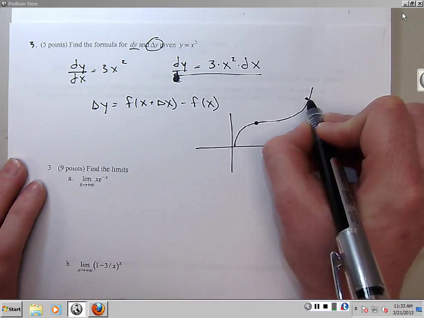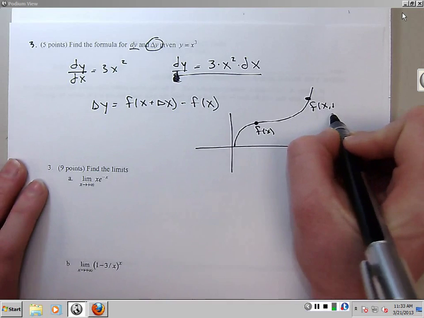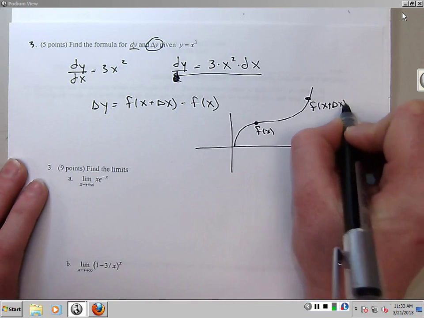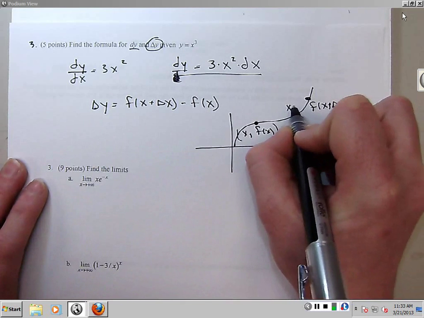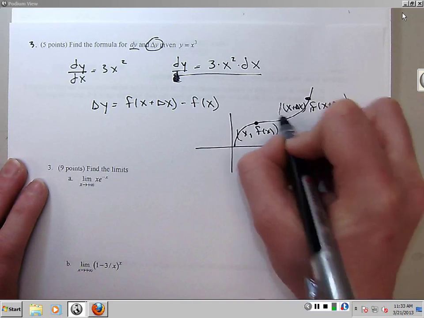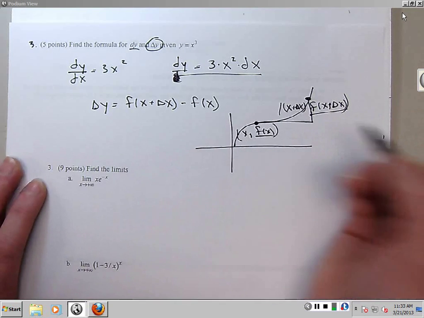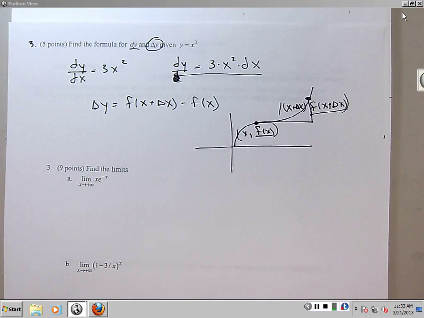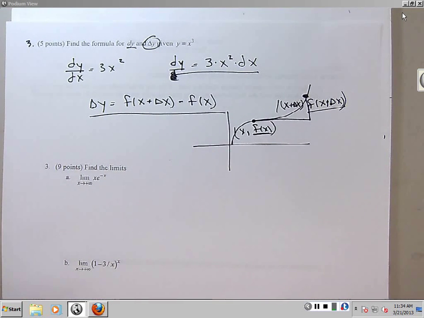So here, if I call this f of x, and this is f of x plus delta x, this would be x, comma, f of x. This would be x plus delta x, comma, f of x plus delta x. If I want the change in y, I do this minus the original function, which makes sense if I look at the picture from college algebra. So I'm changing x from x to x plus delta x, some distance. This is pretty straightforward, I think.